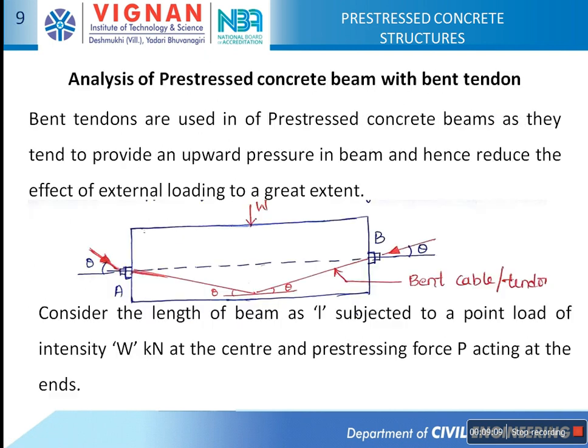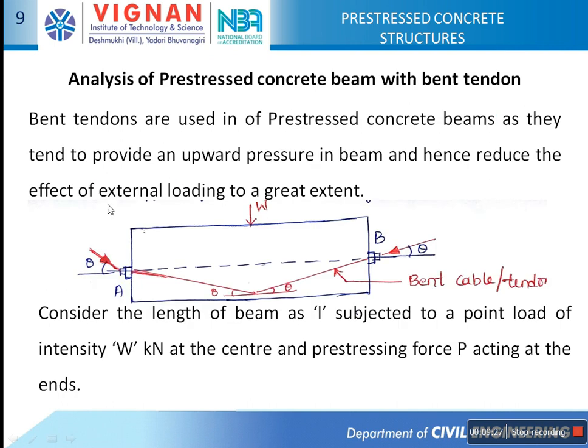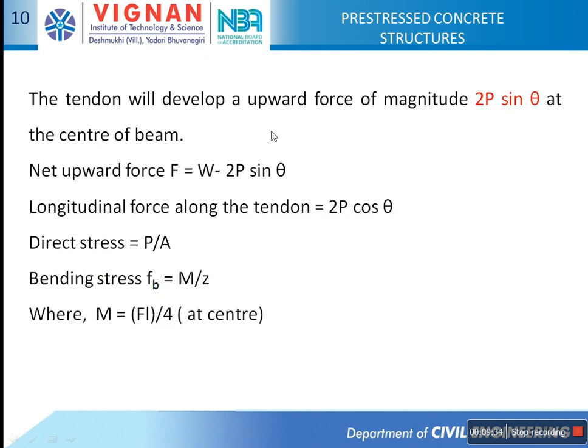As the load is acting downward, there will obviously be a reaction from the tendon, which will be in the opposite direction, that is upward. So the tendon will develop an upward force of magnitude 2P sin theta at the center of the beam. So the net upward force will be W minus 2P sin theta, and the longitudinal force along the tendon will be 2P cos theta.